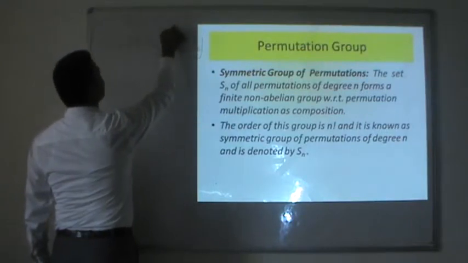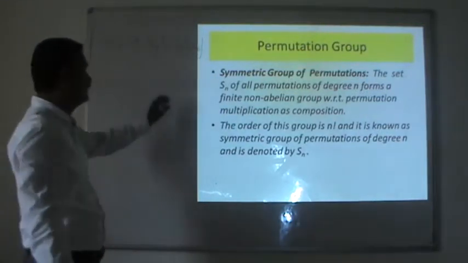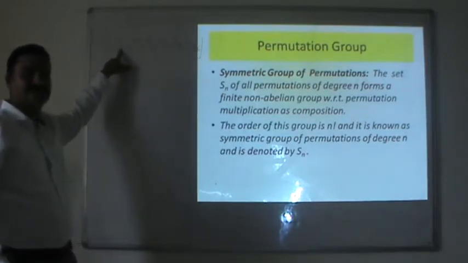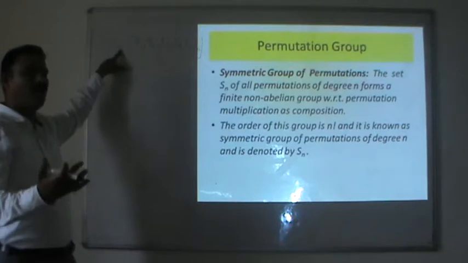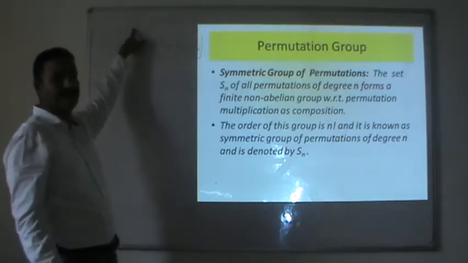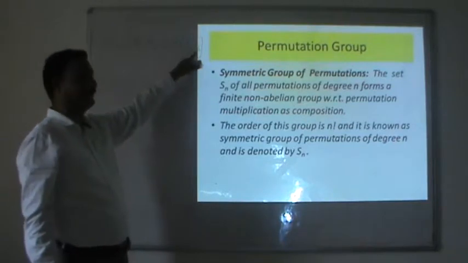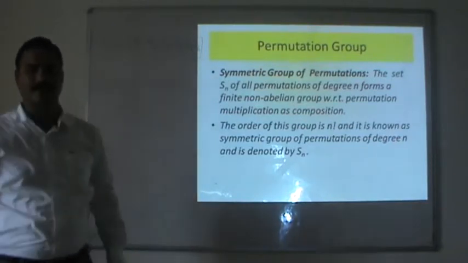Suppose we consider a finite set X having 3 elements: 1, 2, 3. And we describe a set S3, which is a symmetric set, consisting of all the permutations defined over the set X. Let us consider F1, F2, F3, F4, F5, and F6. Why are there 6 permutations?